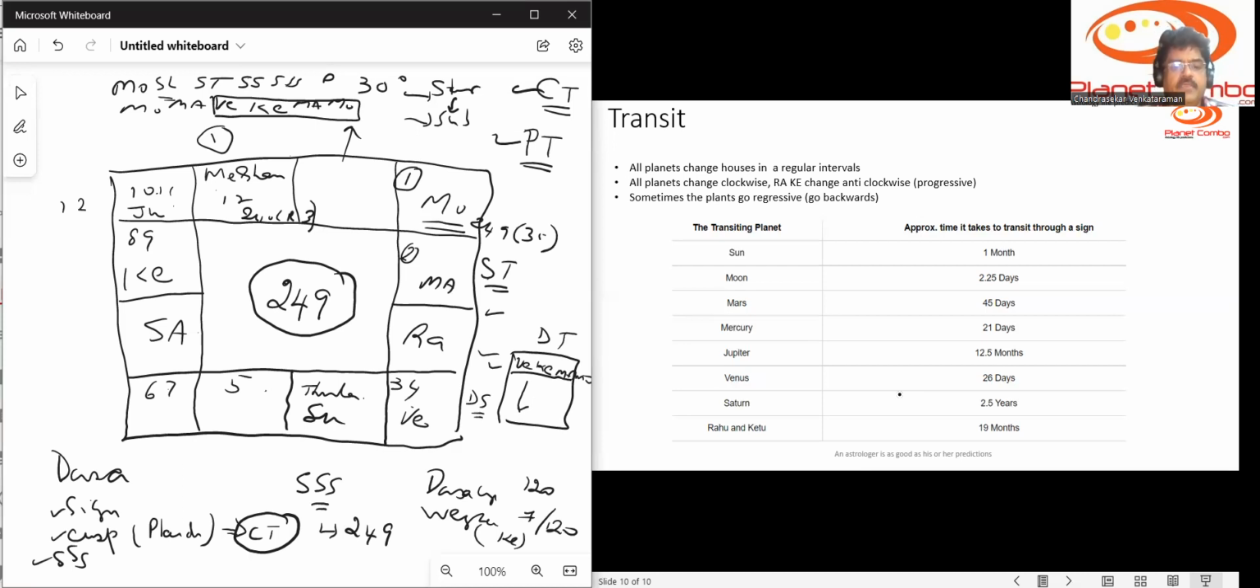Now, if everything stays the same forever, then I think life is easy, right? It doesn't happen. The planets keep moving. Today the moon is in one house, tomorrow it will be in the next house, the day after tomorrow the next. Jupiter will move from one house to the other in 1.5 years approximately. Saturn will move from one house to the other in 2.5 years approximately. So I have listed down the transit cycle.